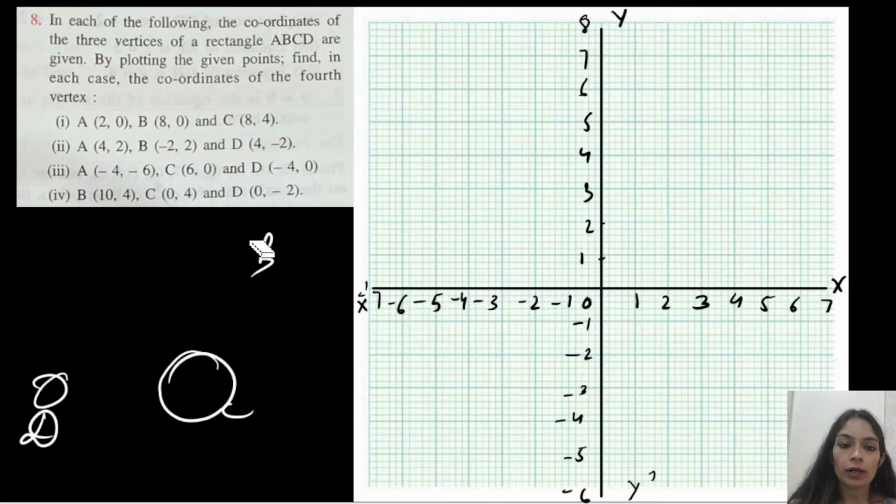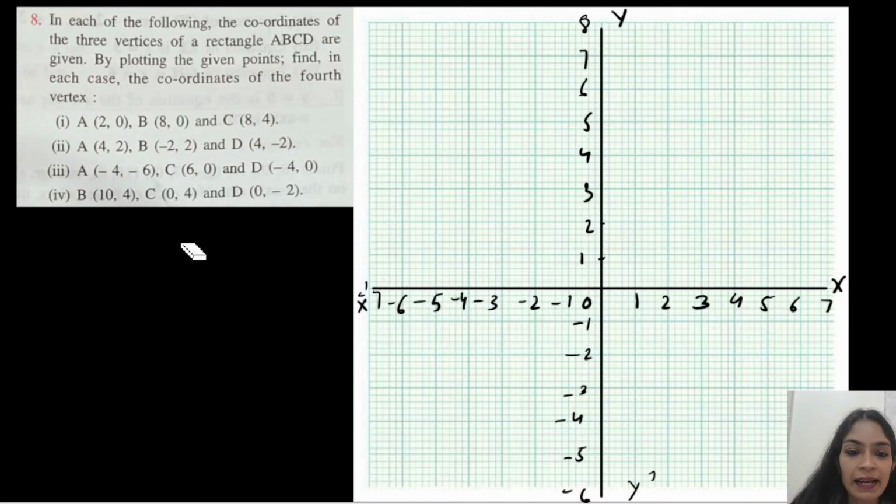I'm just going to plot the first one. See, first one has the point 8 comma 4. On the x-axis I don't have 8, but what I will do is just extend this line. So here somewhere I think I'll get 8.